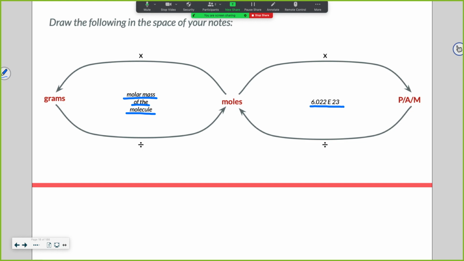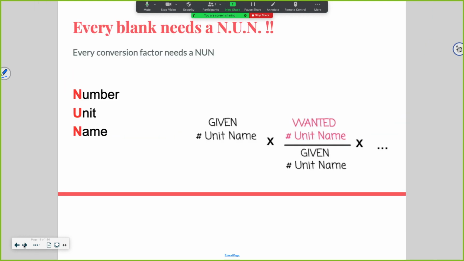So let's look at why we put that on the top and bottom as we build our chart. So let's look at an example after we look at each factor needs a name. All right, number, unit, name. So by number, I mean when you write 5, all right, unit may be a mole, and then name, you might have 5 moles of SO4. All right, so number, unit, name is needed on each box of that little table we drew.